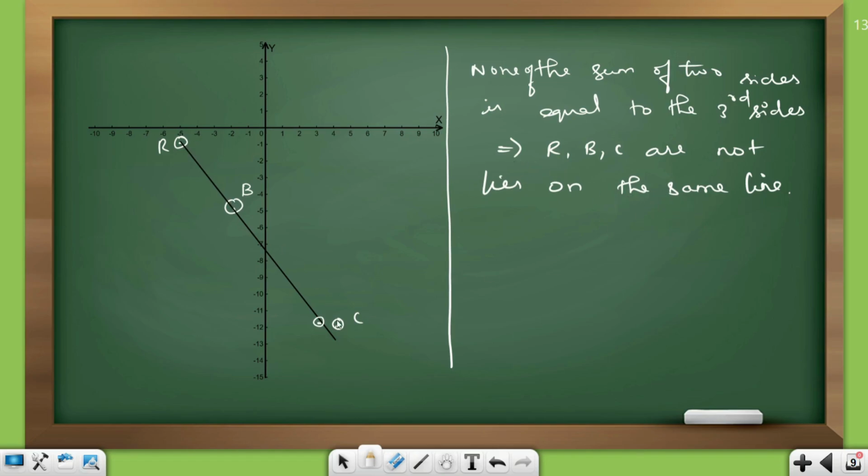See, R, B and C, when I join all the 3 points with a straight line, the point C is located outside the straight line. So these 3 points are not collinear and not located on the same line. So this is our conclusion for the first question.